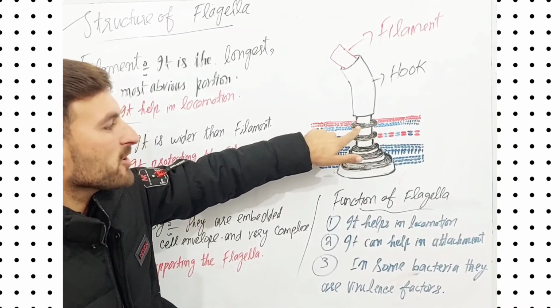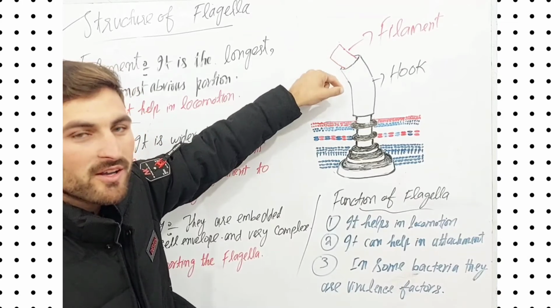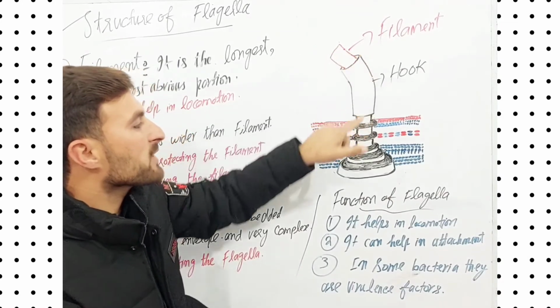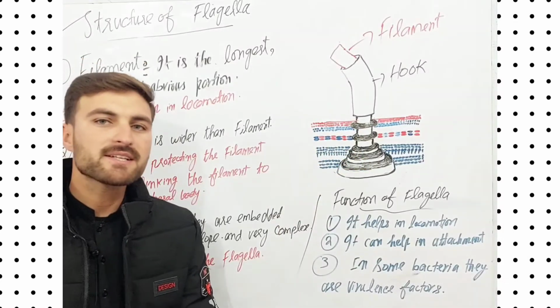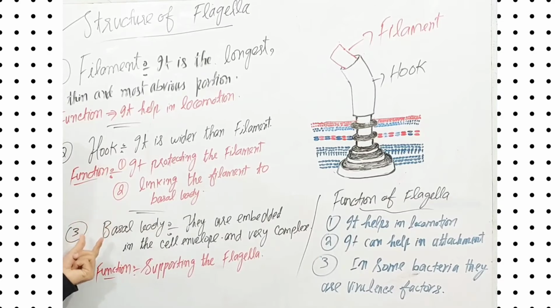This is the basal body and this is the filament, which comes inside the hook. So this hook is actually helping connect the filament with the basal body. After having a discussion on the filament and hook, now let's come to the third part of the flagella, that is the basal body. So what is the basal body?